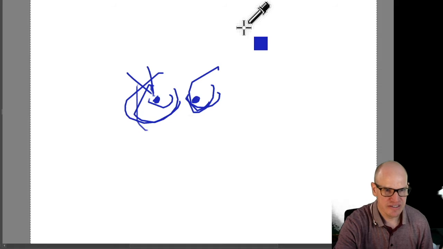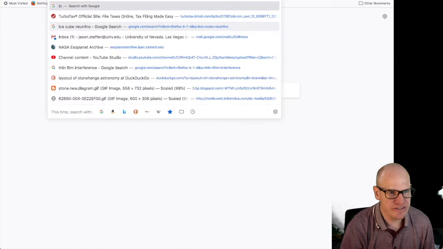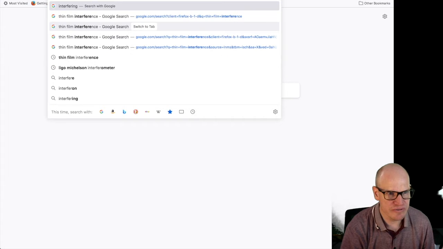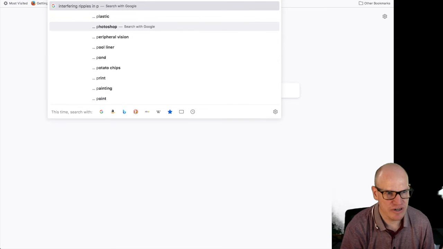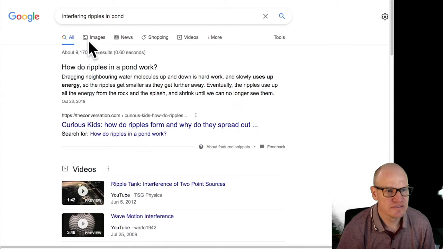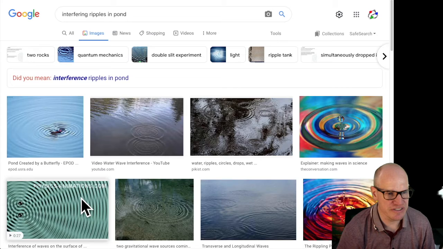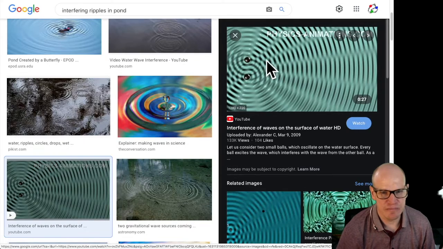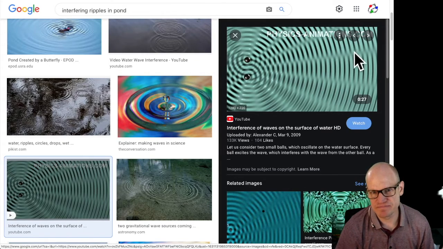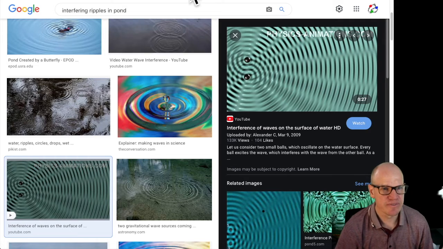So if we look at interfering ripples in a pond, okay, you can see here, for example, how the pattern is more challenging to analyze, more challenging to look at.